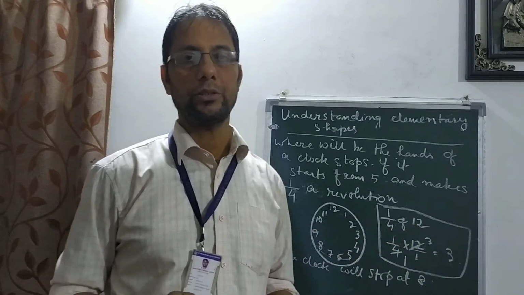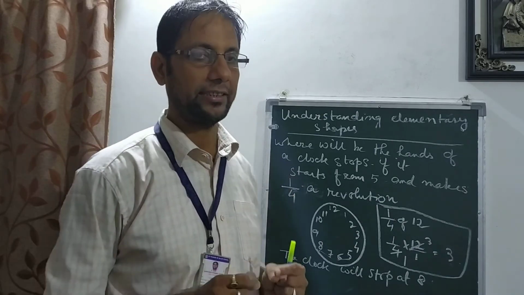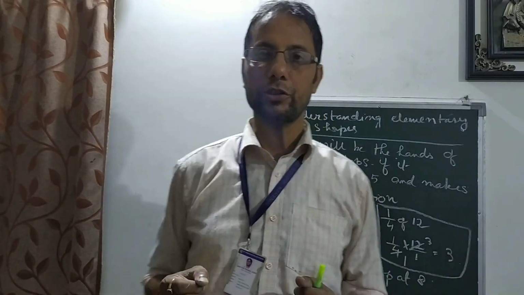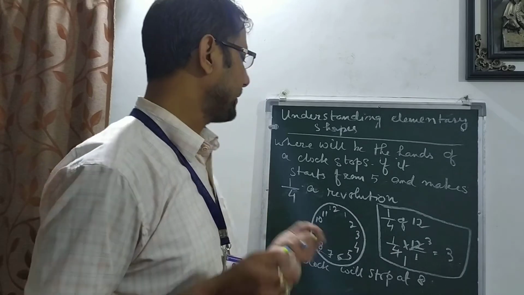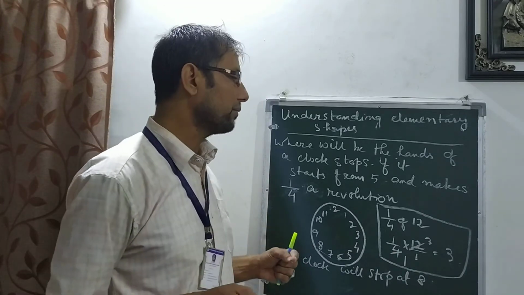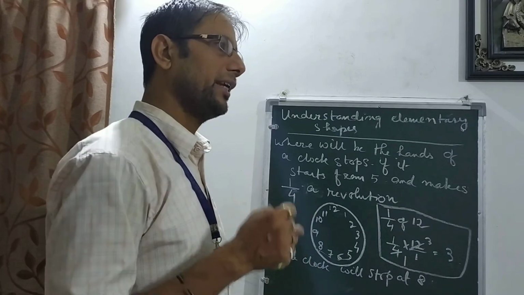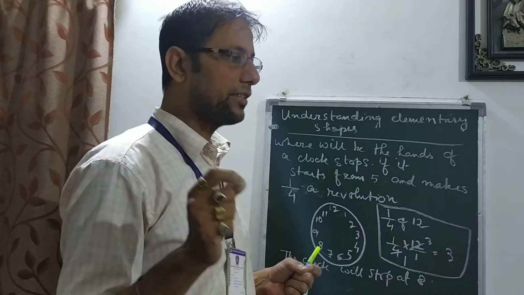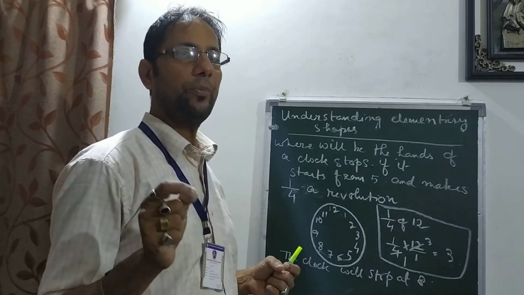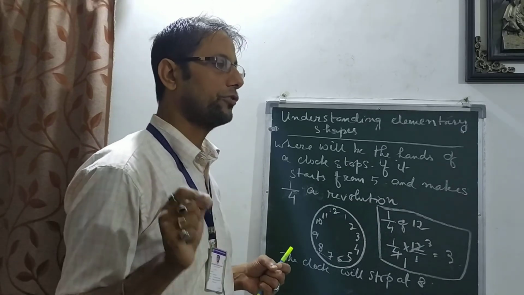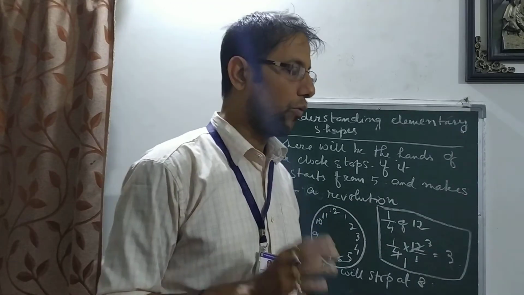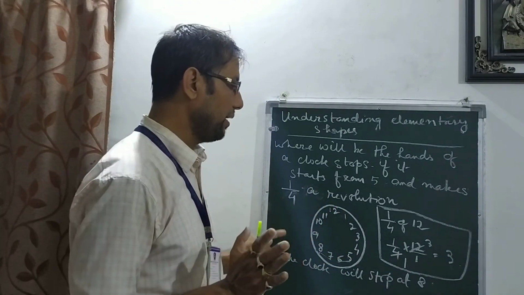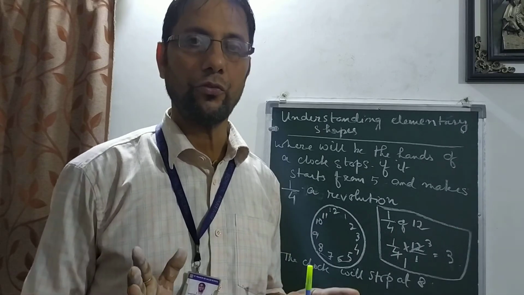So these types of sums are there in this exercise, students. First we have learned about fraction of revolution, and second, when the clock starts from a certain number and makes 1/4 of a revolution or half of a revolution. Now next, students, let me ask you, what do you mean by 3/4? Half of the revolution we know, and I showed the diagram. 1/4 of a revolution also we know.